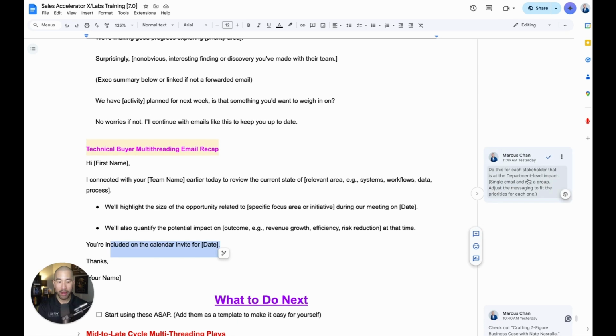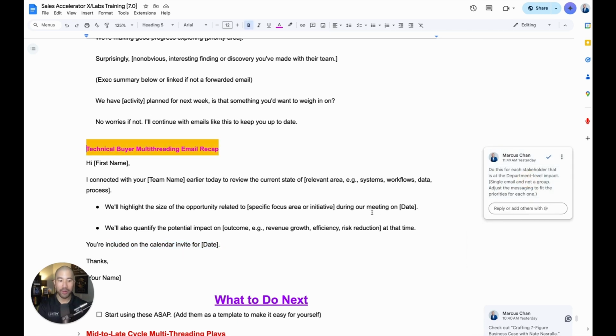Okay. And you can do this for each stakeholder at a department-level impact. Now, I want to emphasize, this is not a group email. So say, for example, some of the other VP titles: VP of InfoSec, VP of IT, VP of Data Science. You're not just taking this email and forwarding it to all 3, including them on there. You're going to want to take the core email and tweak it to have messaging fit for each person. So these are single-threaded emails to each stakeholder, because this allows you to cater the messaging to fit their core priorities.